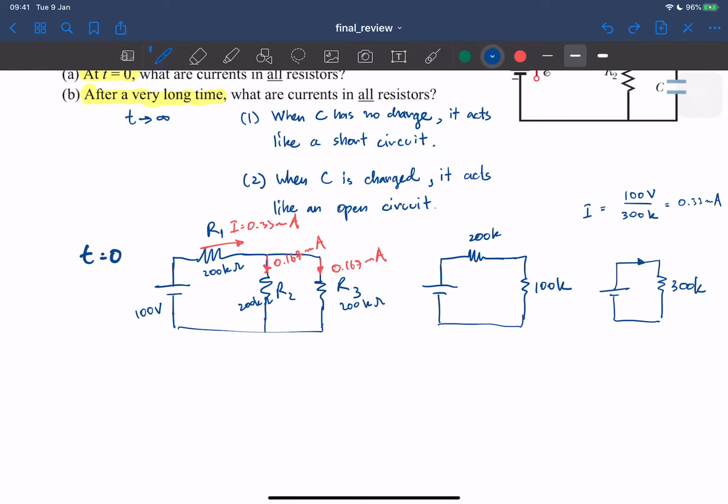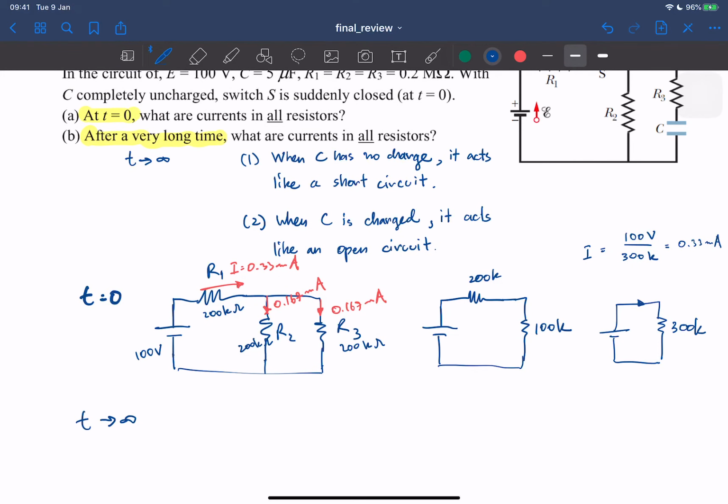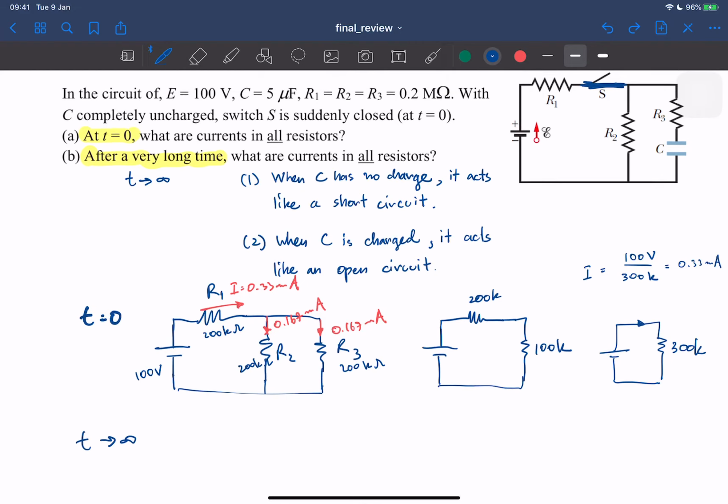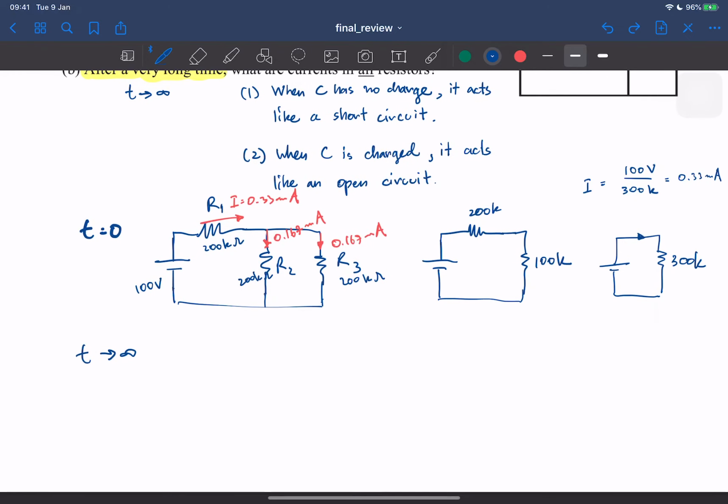Now, what happens when t goes to infinity? Well, when t goes to infinity, the capacitor is probably fully charged. There's some current going through the capacitor, so it will charge the capacitor slowly, and eventually it becomes full. When it's full, this capacitor will become an open circuit.